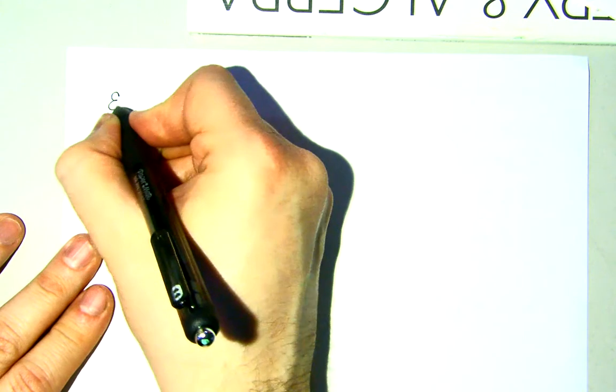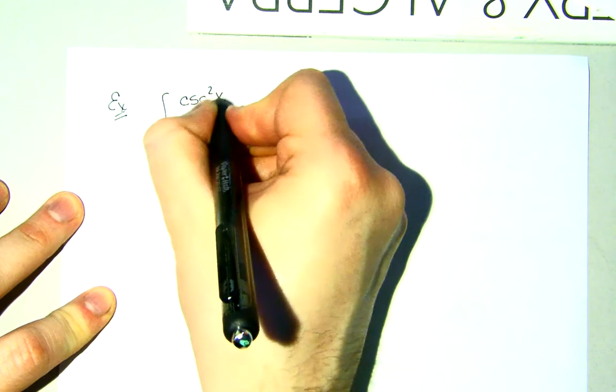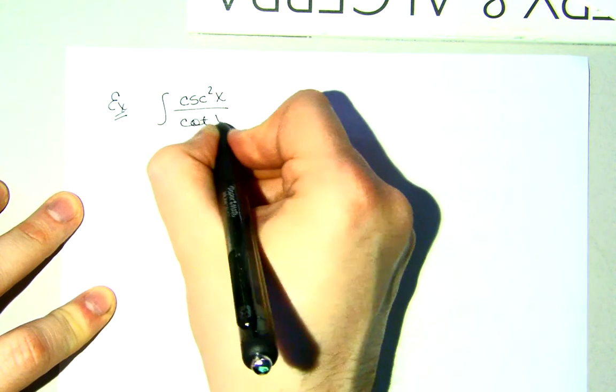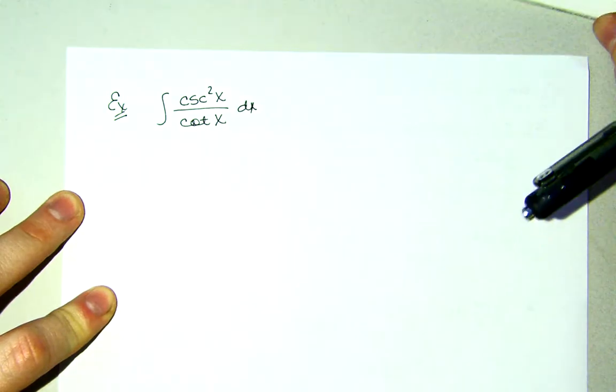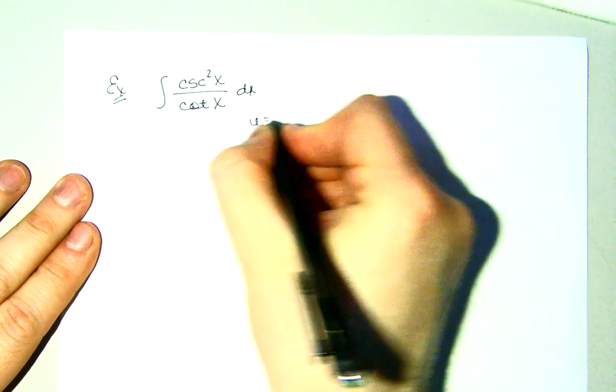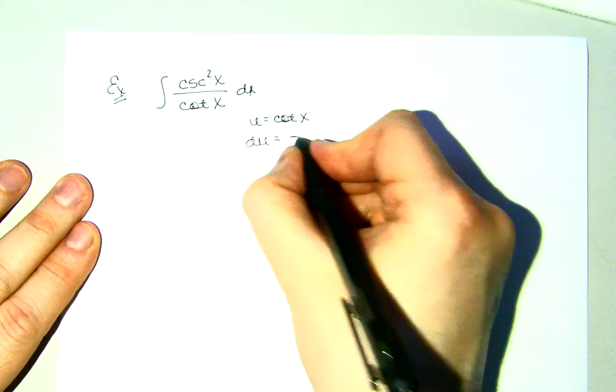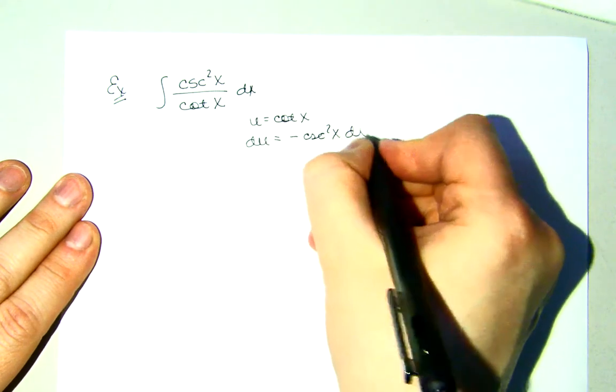Let's take a look at this. The integral of the cosecant squared of x over the cotangent of x dx. Well, this one works over here. If we're going to do this, what could we make u? Let's try it. If we say u is the cotangent of x, then its derivative is what? Negative cosecant squared x dx, which kind of works.